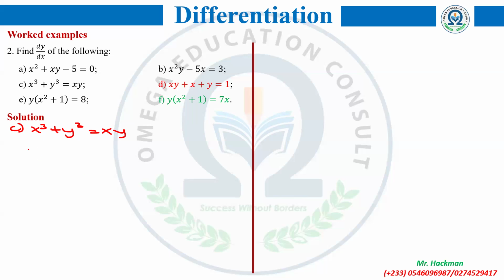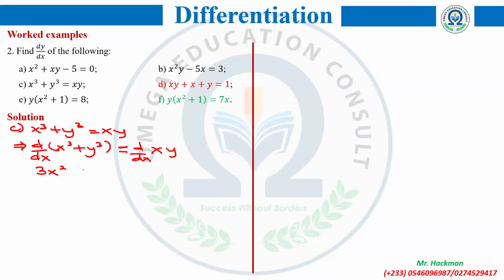So what do we do? We take d dx on both sides. So this implies d dx of the left-hand side, which is x cubed plus y cubed, should be equal to d dx of the right-hand side, which is d dx of xy. At this point, we take d dx of x cubed, and d dx of x cubed will give us 3x squared. Do you agree?